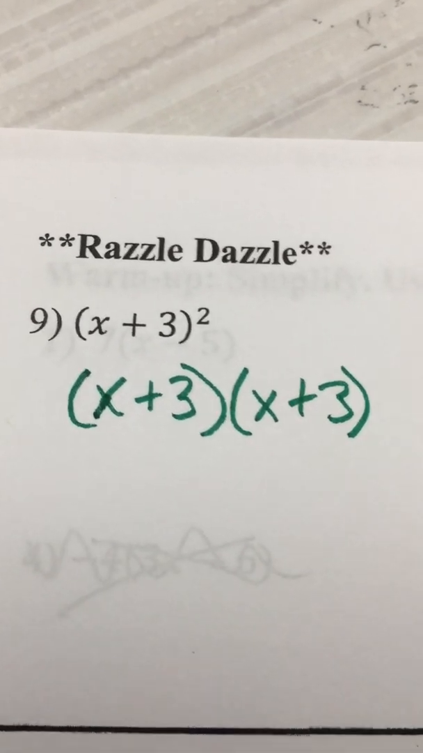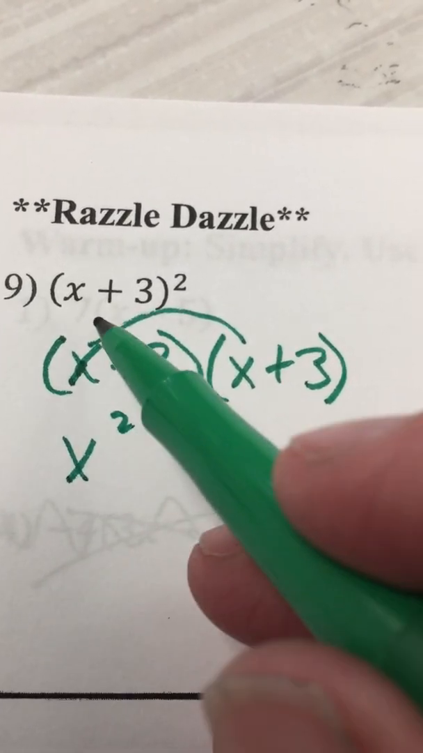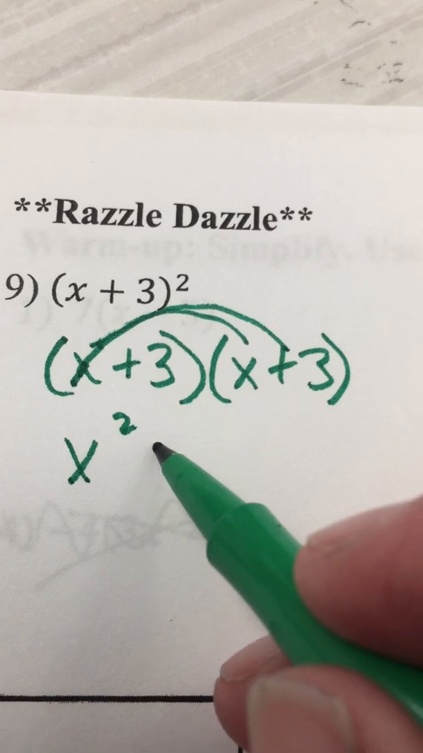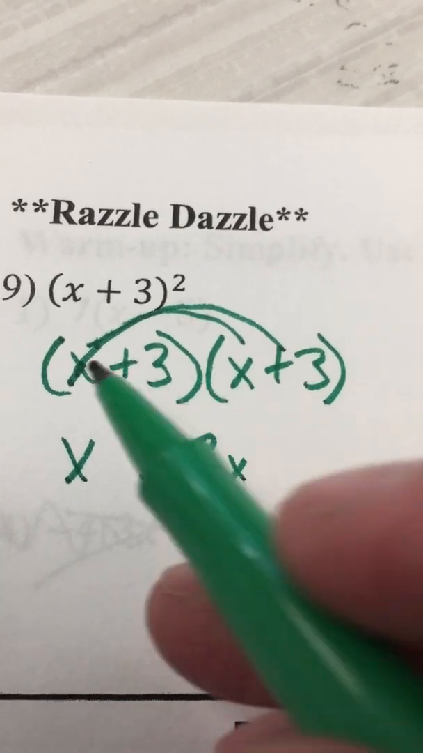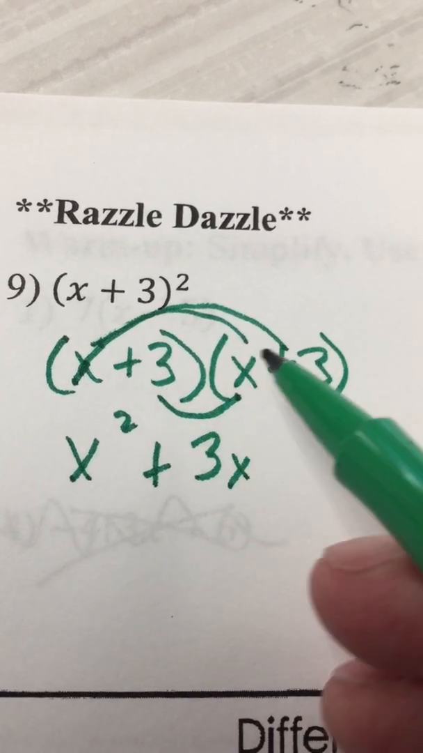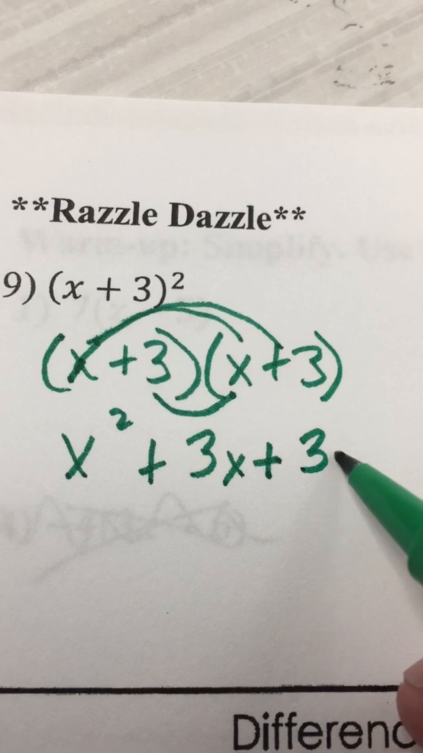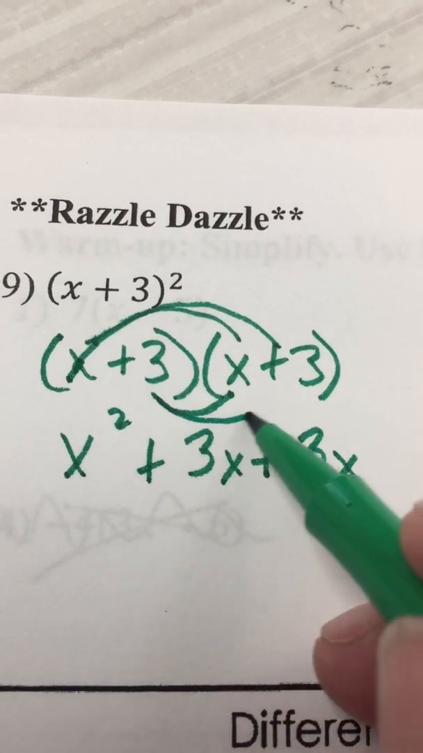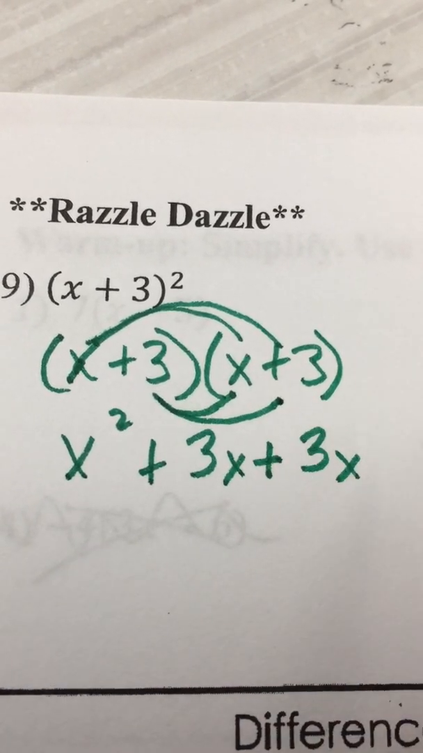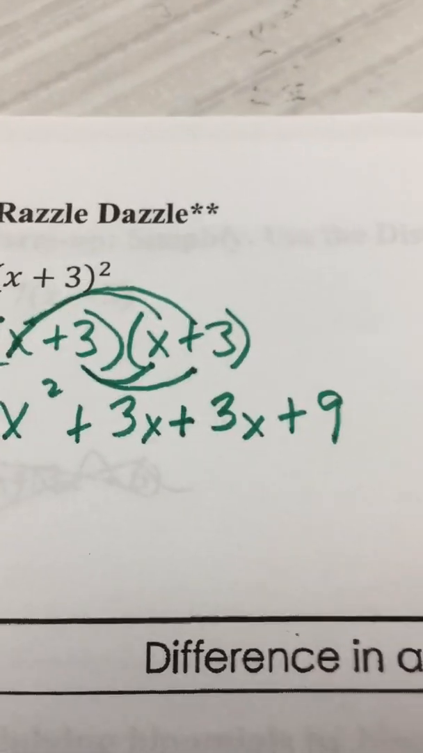It's a double distribution. X times x is your x squared. X times 3 is a positive 3x. That one is done. Now coming with the 3, positive 3 times positive x. Positive times positive is a positive answer. 3 times x is 3x. Positive times positive is a positive answer, and 3 times 3 is 9, so that is a positive 9. Or you could just put positive 3 times positive 3 in the calculator.